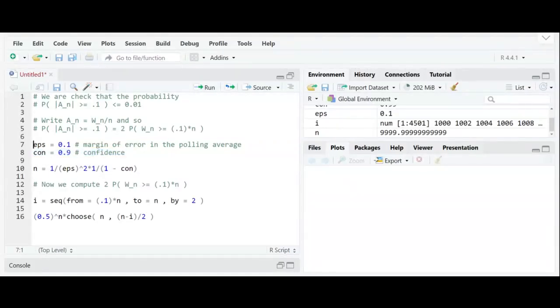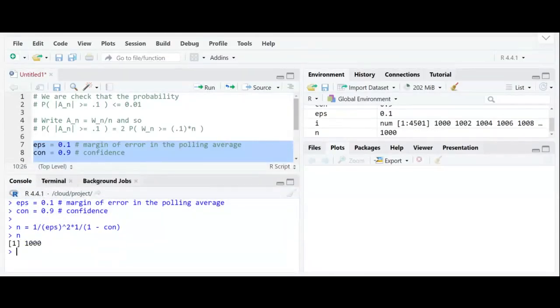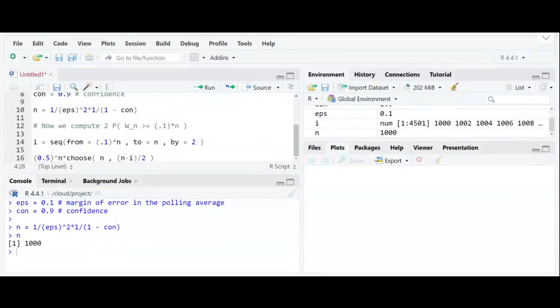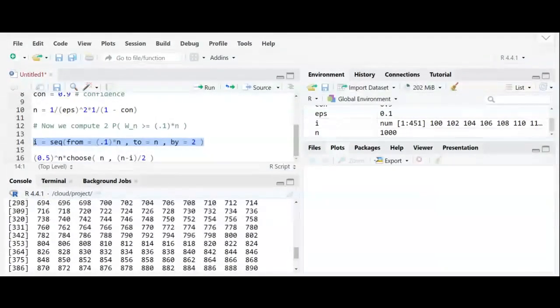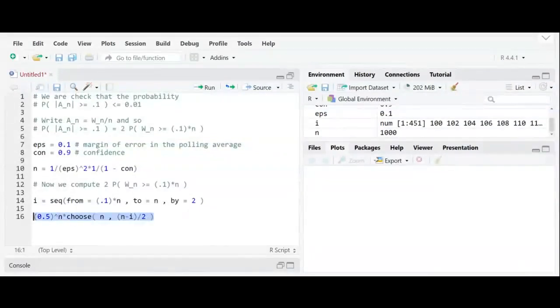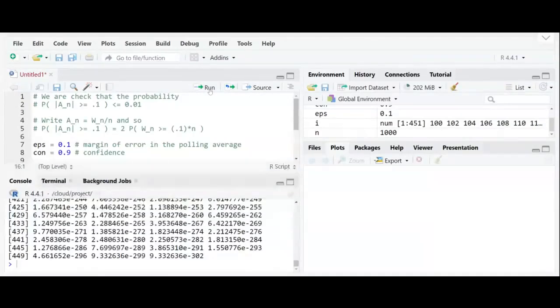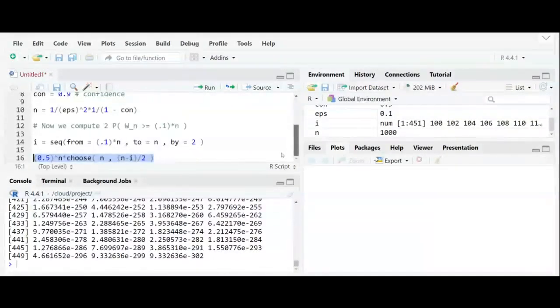So anyway, let's say this is what we have. What is n in this case? So n in this case is going to be 1,000. So this is a lot more reasonable. Okay, then we calculate I. This is going to be our sequence of integers, 1,000 of them. And then what we do next is we're going to go ahead and calculate the probabilities for each of these.